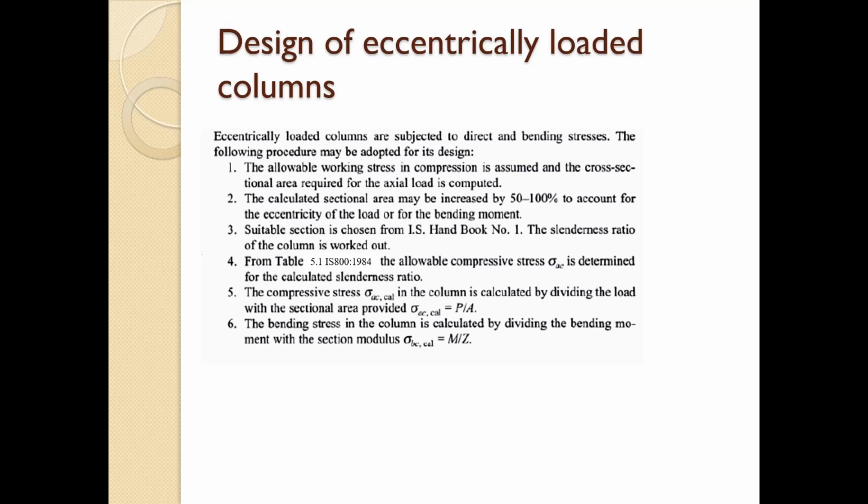So now we'll see the design of eccentrically loaded columns. Eccentrically loaded columns are subjected to direct and bending stresses. The following procedure may be adopted for the design. Step 1: the allowable working stress in compression is assumed and the cross-sectional area required for the axial load is computed, as we have seen in the design of the compression member or column. Then the calculated sectional area may be increased by 50 to 100% to account for the eccentricity of the load, or for handling the additional bending moment. Then we choose a suitable section from the IS handbook or the steel table.